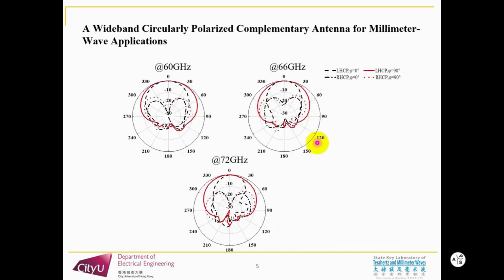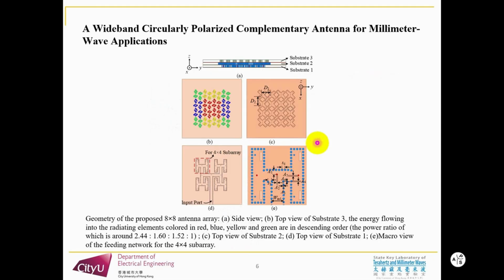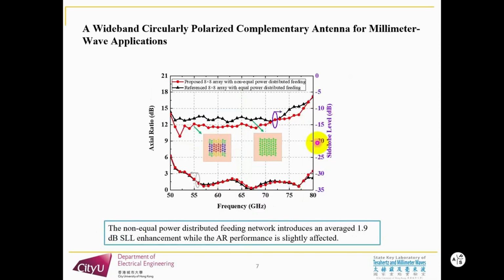Here are the radiation patterns of the proposed antenna element. To further enhance the antenna gain, a 4-by-4 antenna array is constructed. It should be mentioned that the energy flowing into the radiating elements, colored in red, blue, yellow, and green, is in descending order. It can be seen in this figure that the non-equal power distribution feeding network introduces an average 1.9 dB gain enhancement, while the AR performance is slightly affected.